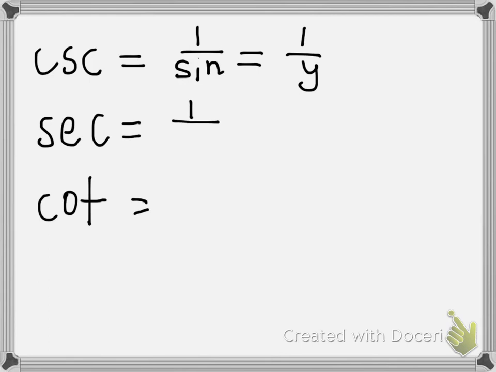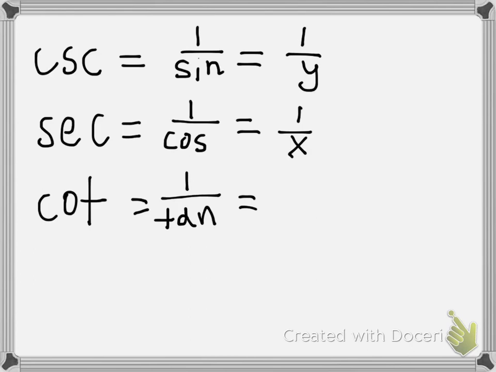Secant is 1 over cosine. So just like before, cosine was x, so it's the same as 1 over x. Cotangent is 1 over tangent. And tangent was y over x. So we have 1 over y over x. But really, that's just the same thing as saying x over y. So when we look at our unit circle, we find our x value, put that on top, find our y value, put that on bottom, and we're good to go.